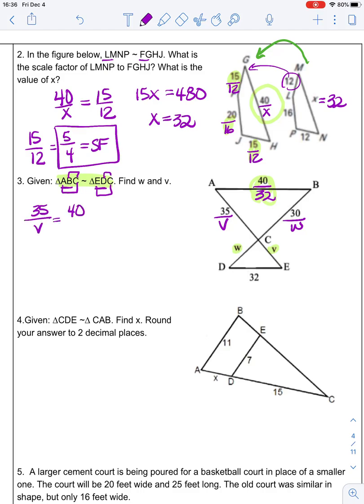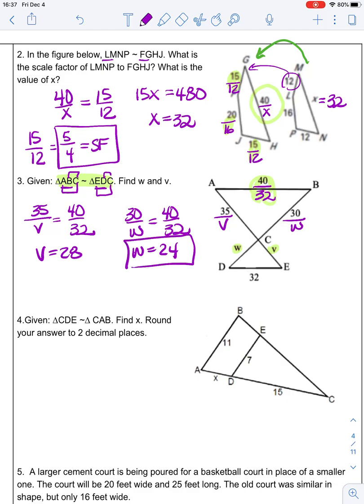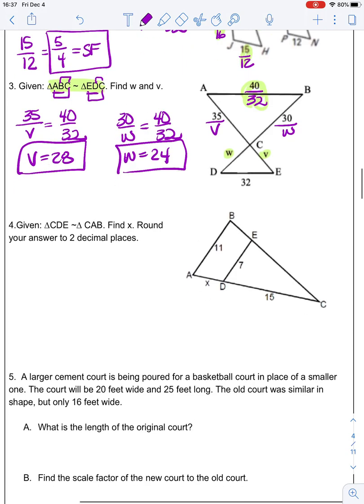We're going to use this one ratio every time. So I've got 35/V is equal to 40/32. If you cross multiply that, 35 times 32 divided by 40, you get that V is 28. And then 30 over W is equal to 40 over 32, same ratio because we need them all to be equal to each other. Then you have 30 times 32 divided by 40. And you get that W is 24. So now we have the lengths of those two missing sides.